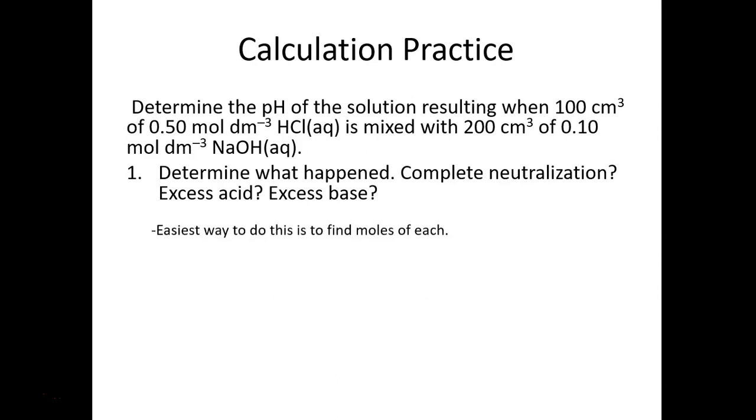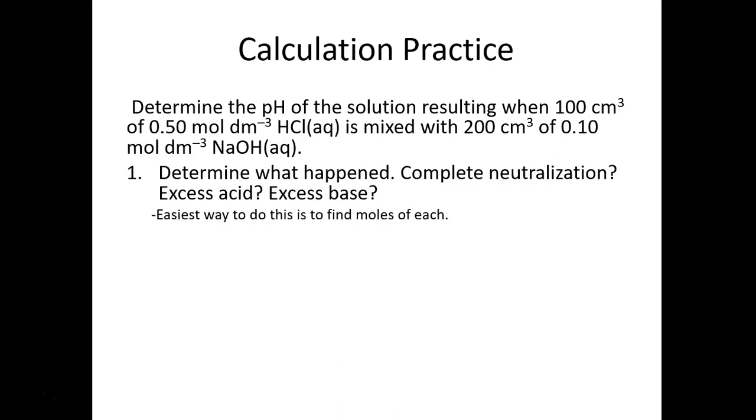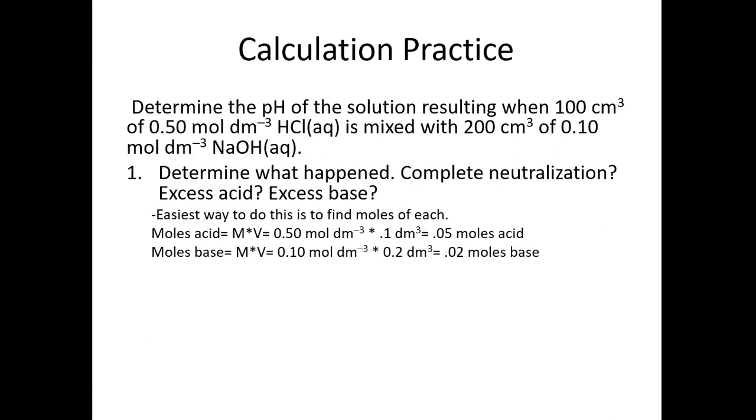So the easiest way to do this is to find the moles of each of them. So let's find the moles of acid first. Now this is monoprotic and this only produces one hydroxide. So the concentration of the solution will be the same as the concentration of H+ and sodium hydroxide. All right, so to get the moles of acid, I take the molarity times the volume. So 0.5 moles per decimeter cubed times 0.1 decimeters cubed. So I have 0.05 moles of acid. I'm going to do the same thing for the base, and I'll get 0.02 moles of base. Okay, so I have more acid than base.